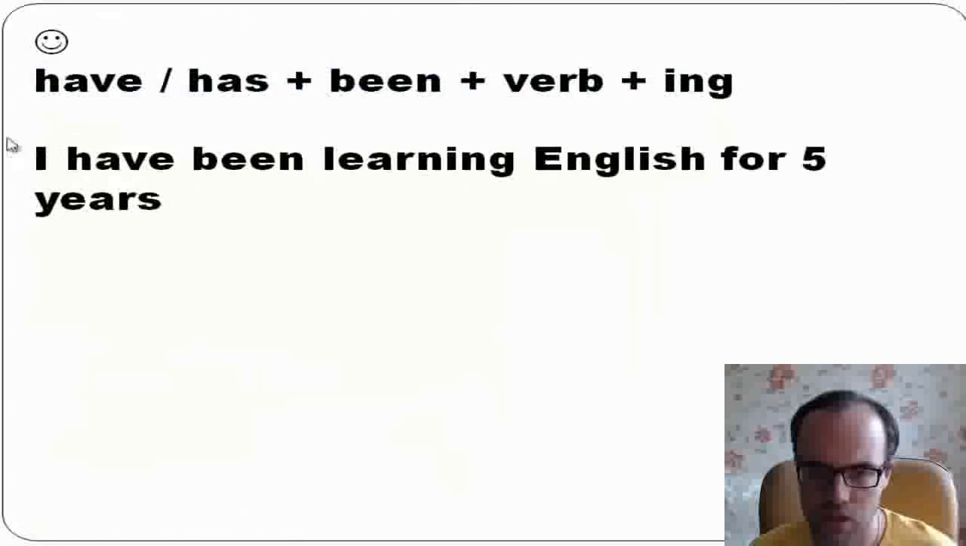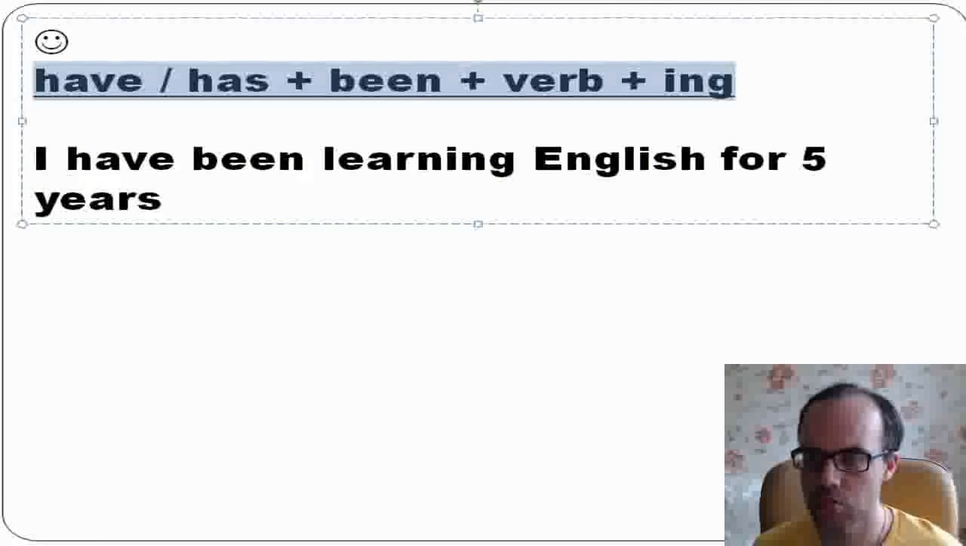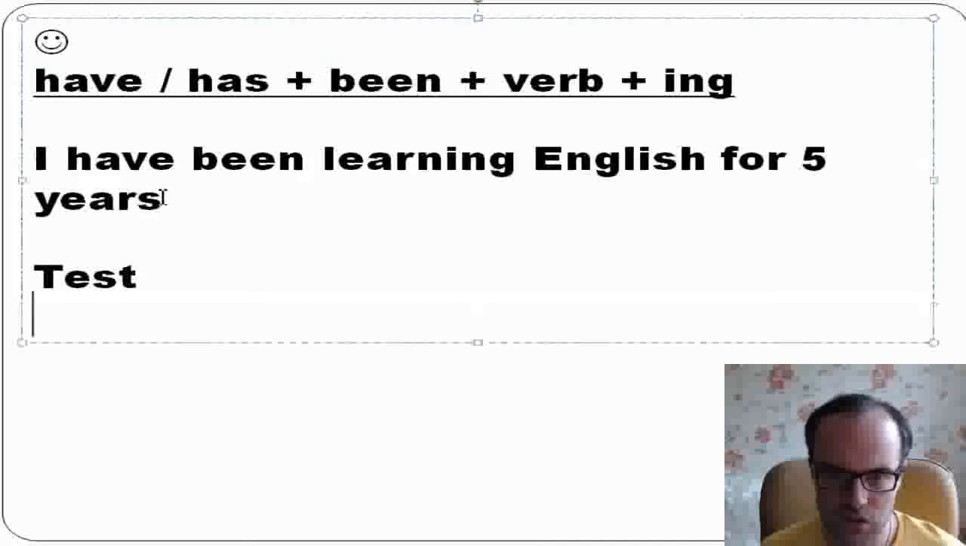So the formation of present perfect continuous. Look, have or has plus been plus verb plus ing. So I have been learning English for 5 years. So only this way. And there is a short test for you.